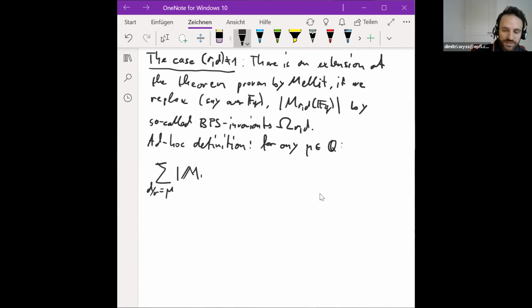And then you count points of the stack of Higgs bundles. There is some correction, some q power depending on r and d, and two variables keeping track of r and d. And you declare that those be the same as the plethystic exponential of a sum over r and d of the generating series of these BPS invariants.